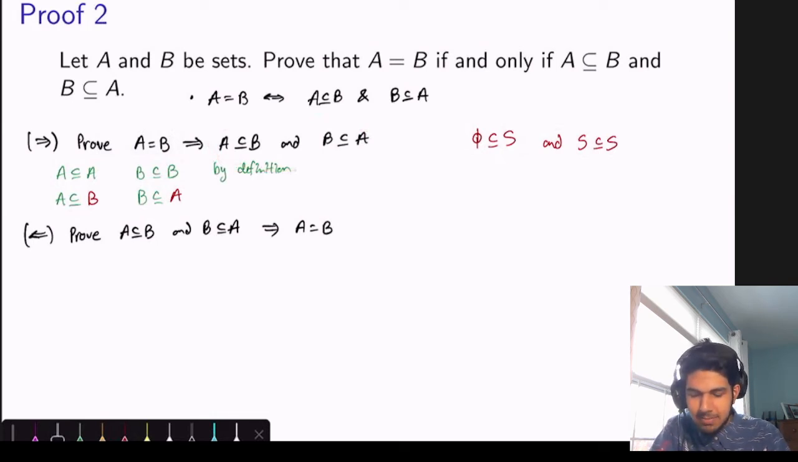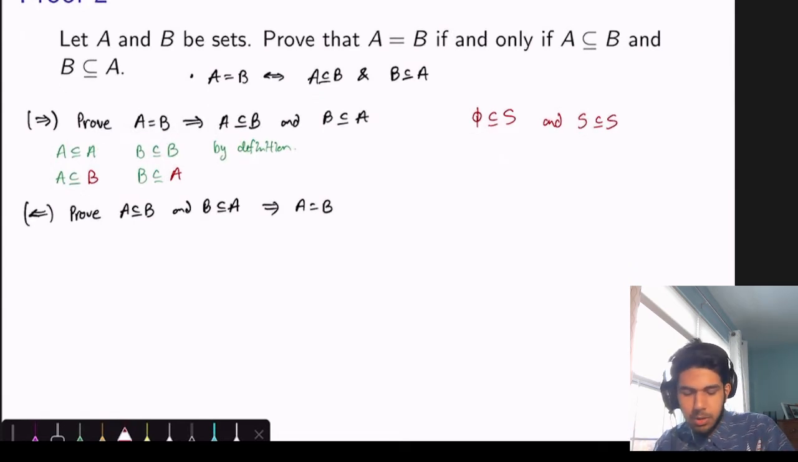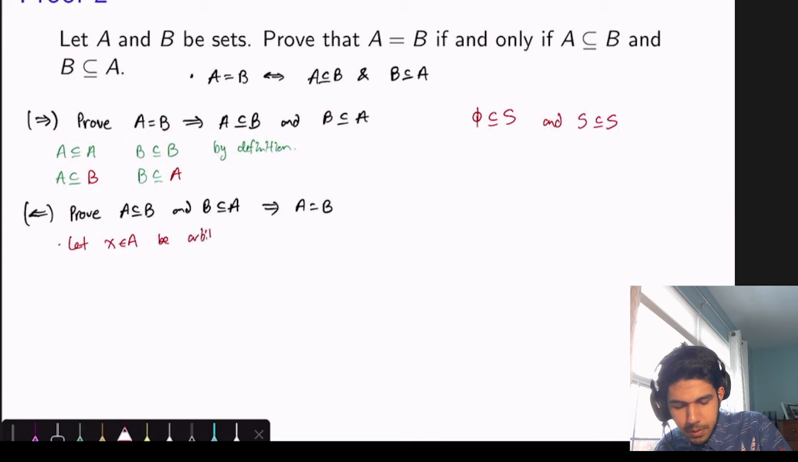Now we have this second direction to prove. We start with the fact that A is a subset of B and B is a subset of A. So let's start with A is a subset of B. Similar to the previous problem, when we had these subsets, we like to think of an arbitrary element in one of the sets. So let X be an element of A and let it be arbitrary.